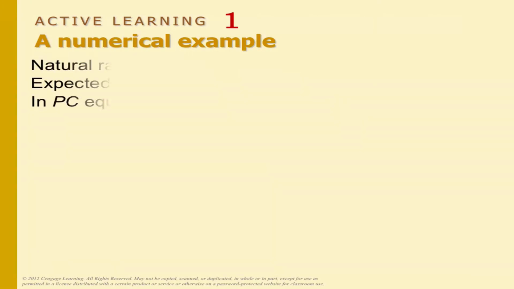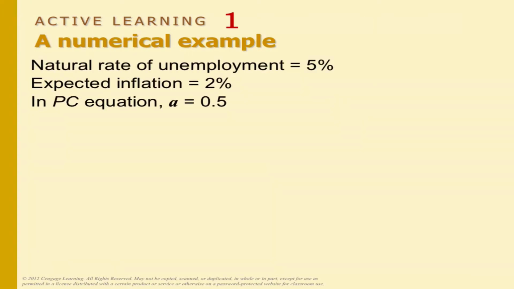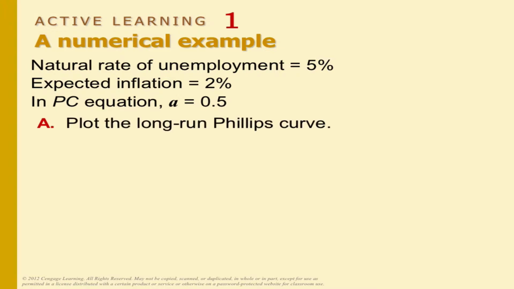Let's work through it. Okay. Natural rate of unemployment is 5%. Expected inflation is 2%. In our Phillips curve equation, we're going to make A 0.5. So let's plot the long run Phillips curve.